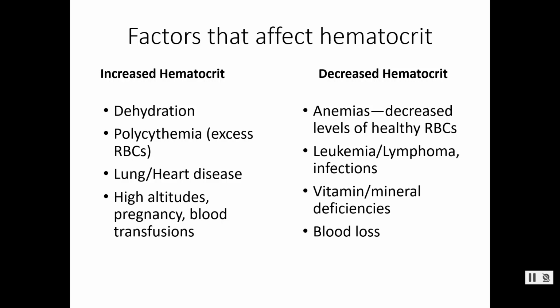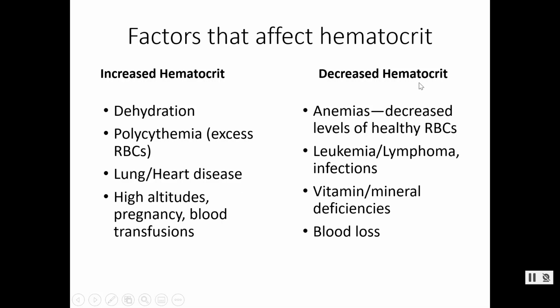And then high altitudes, pregnancy, blood transfusions. So the high altitude goes back to there's not quite enough oxygen in the atmosphere when you get to high altitudes. So your body compensates by making more red blood cells. Pregnancy and blood transfusions, you're literally adding more red blood cells to your total volume. So that would also increase your percent hematocrit.